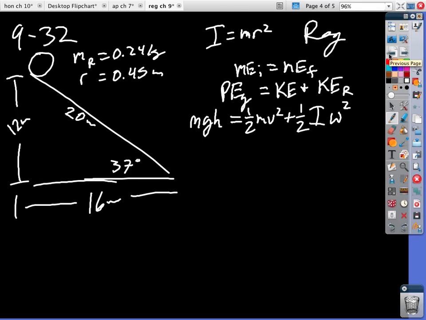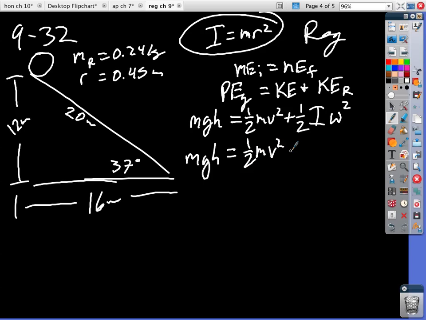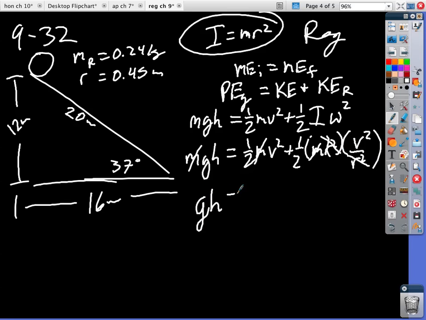So that allows me to say, because of this, and what do we also know about omega, please? Omega is what? v over r. Very good. So we have mgh equals 1/2 mv squared plus 1/2 times mr squared times v over r, or v squared over r squared. I can cancel out the m's. I can cancel out these r squareds. And I'm left with gh is equal to v squared over 2 plus v squared over 2.